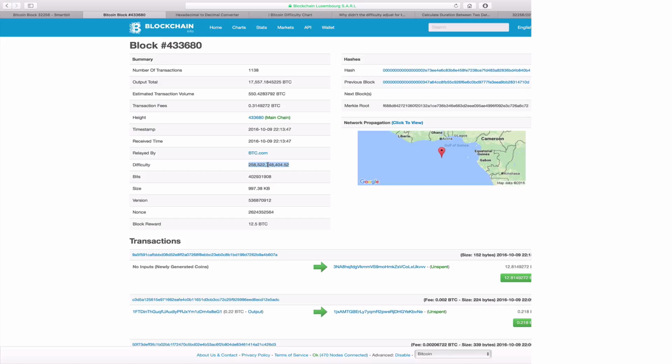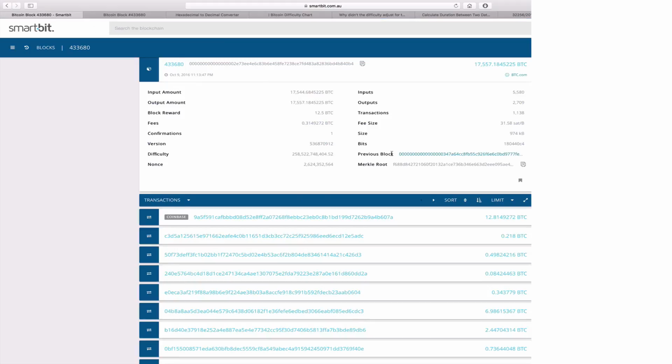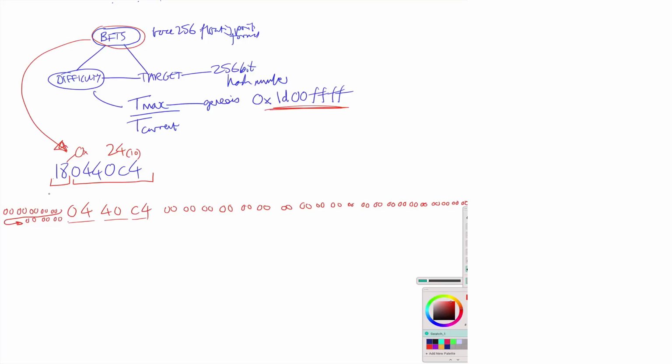It's 258 billion times harder, and that's essentially down to ASIC equipment, and way beyond the realms of somebody running this software on their laptop to mine a block, because it's so much more difficult now. And then the latest value of bits is this. If we go back to our smart bit, we can see this is the latest block. The difficulty is 258 billion, and the bits is 1800440C4. So that is our entire target number fully expanded in hexadecimal. Any hash that is less than or equal to this number would have been a successful candidate hash for this block.